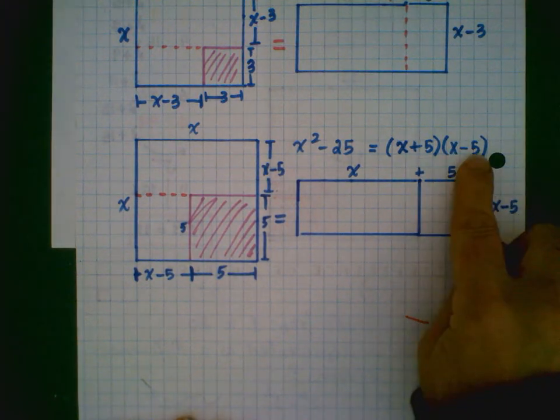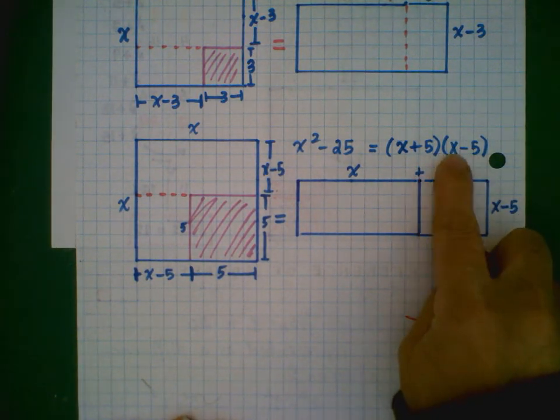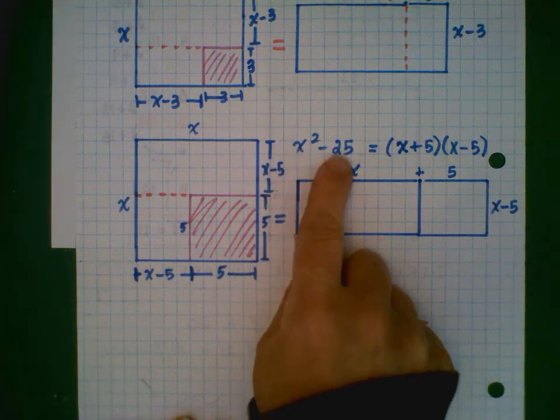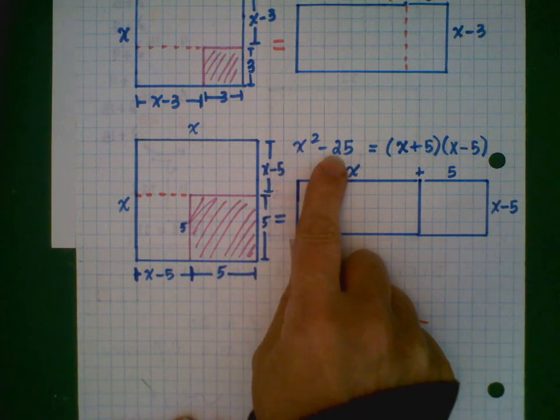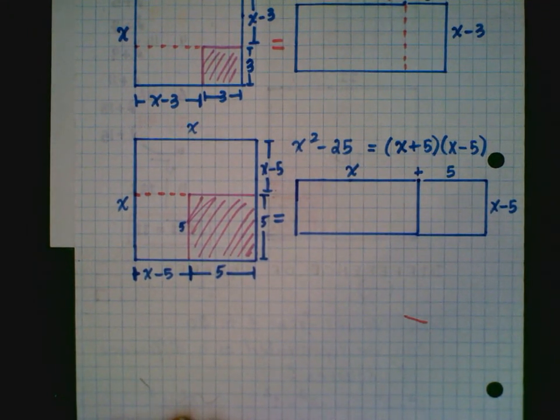So this feature of plus and minus the same value, if you've been given a difference of squares, applies to all polynomials of this type.